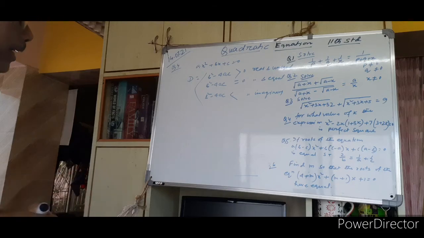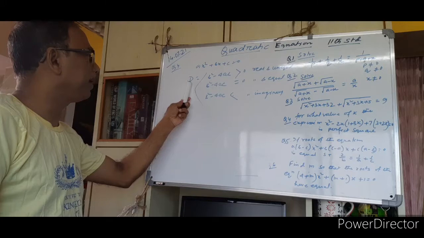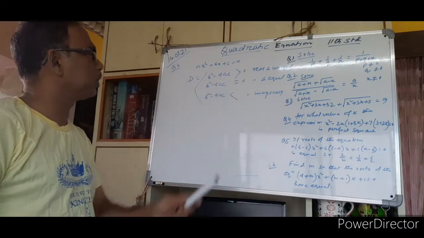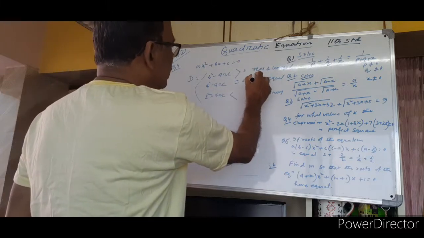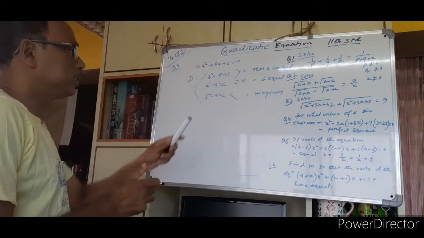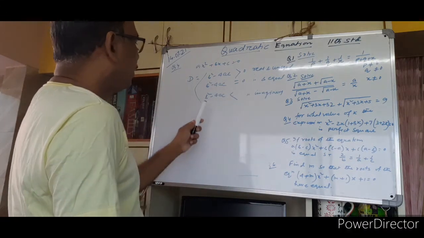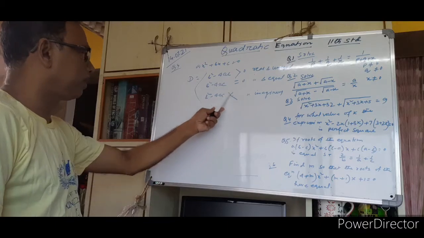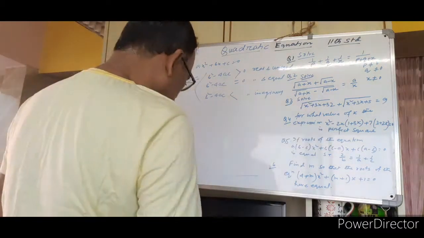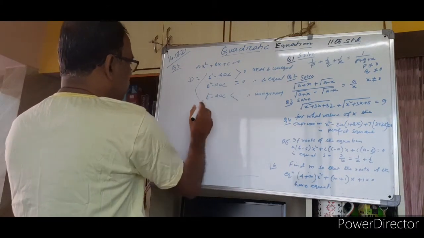To find the characteristic of a quadratic equation, we have to find the discriminant. The discriminant is b square minus 4ac. If it is greater than 0, roots are real and unequal. If it equals 0, roots are real and equal. If it is less than 0, roots are imaginary. For a perfect square, the discriminant should be 0.